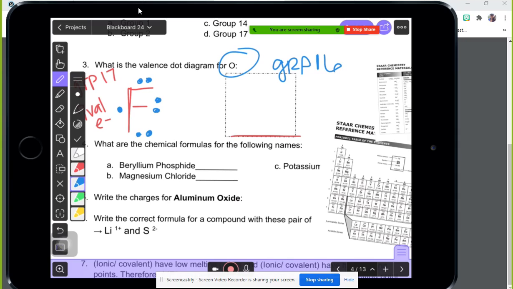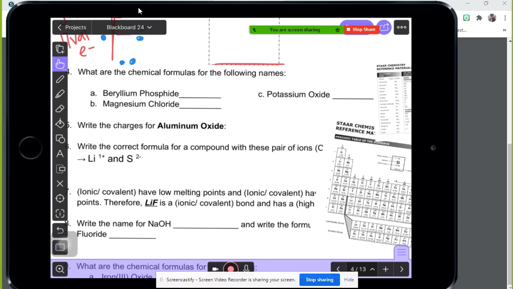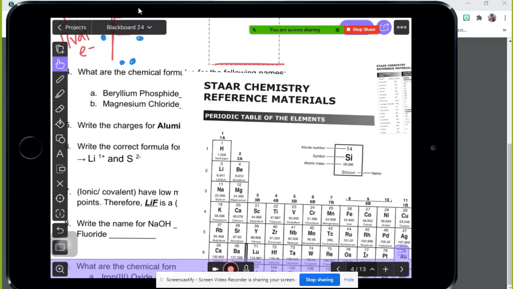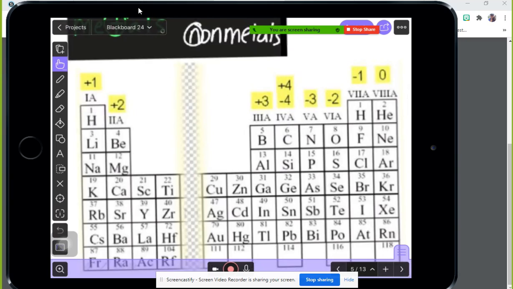All right. Next one we've got is going to be, what are the chemical formulas for the following names? So this is what I was talking about just a second ago with the crisscrossing thing. So we're going to look up beryllium and phosphorus. So beryllium is right here in group 2, right? So here's beryllium. Phosphorus is going to be over here in group 15. All right, so we have a -3 and a +2. And I'm just getting that once again from here, right? +2 for beryllium. Phosphorus is a -3.